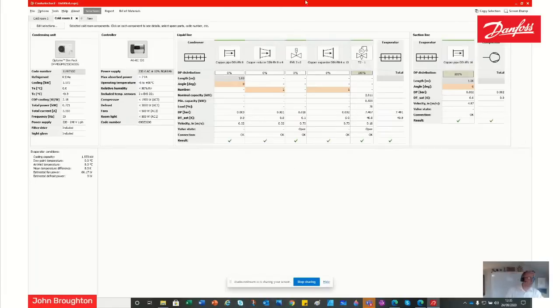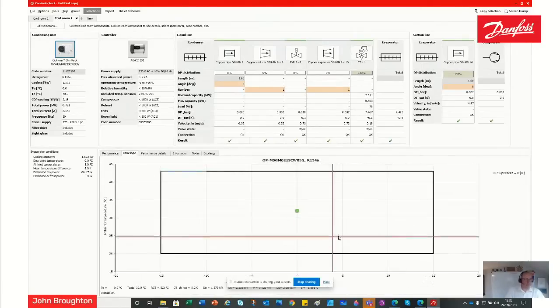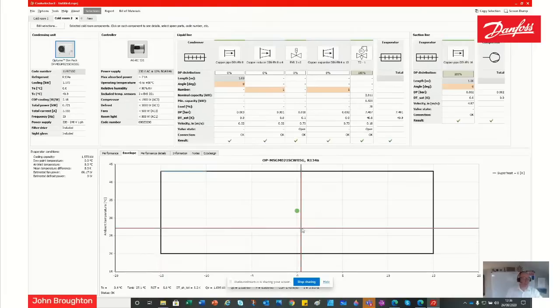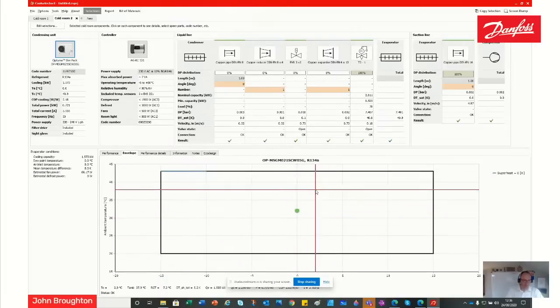So again, Coolselector has done its magic and we've now got our selection. We've got our condenser unit selection, the controller selection this time, and the liquid line solenoid valve and expansion valve information, exactly the same. If we click the condensing unit, things to highlight: we've got the performance graph, the envelope I've spoken about already, and you can see the operating condition of that compressor is right within the envelope, so that's nice. It's got a bit of room to maneuver on that.